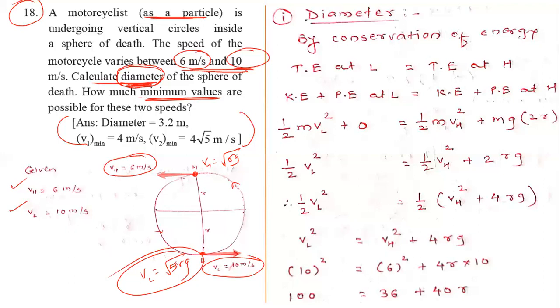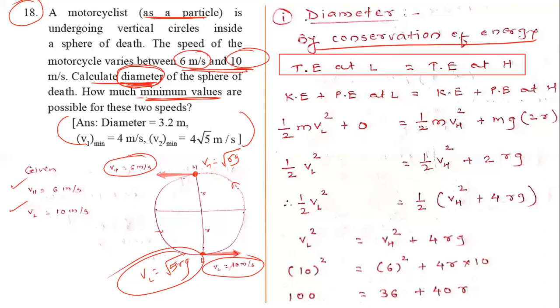Now see, we use here conservation of energy. By conservation of energy, we can write the equation: total energy at L and total energy at H is the same. Kinetic energy plus potential energy is the formula of total energy. So kinetic plus potential at L is equal to kinetic plus potential at H.